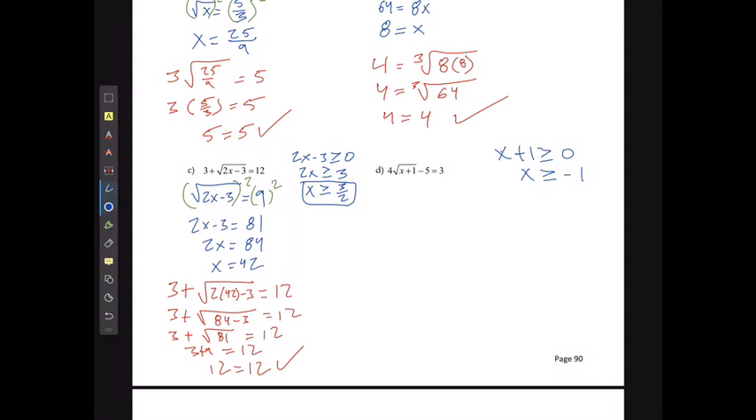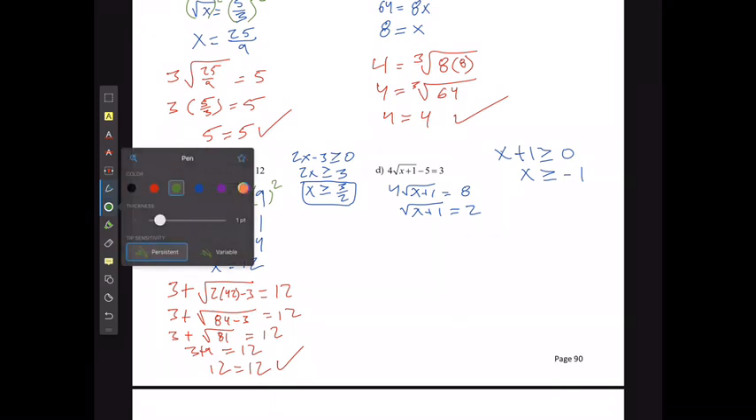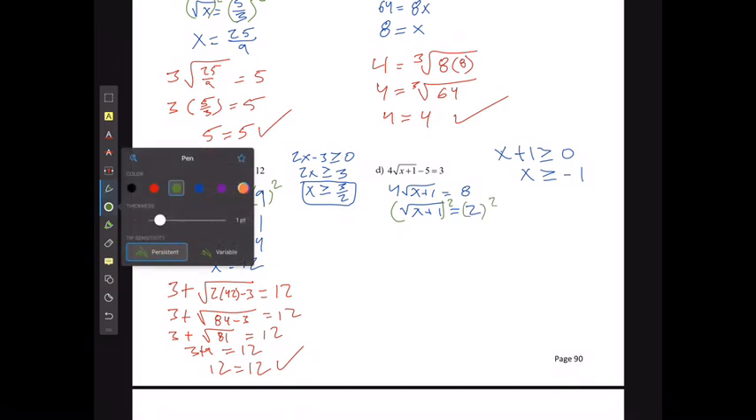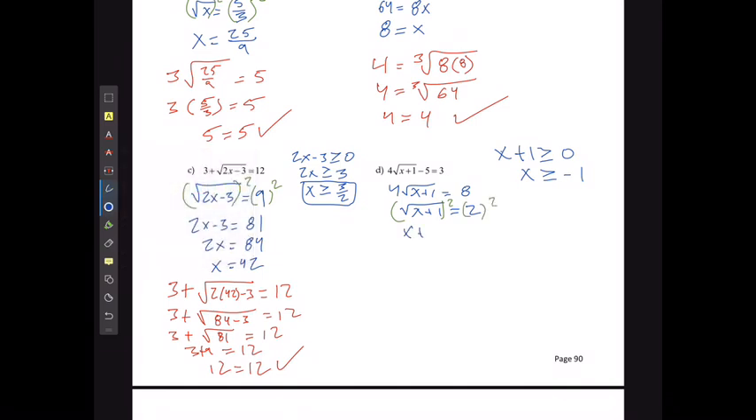I'm going to isolate the radical and say that the first thing I need to do is add 5 to both sides, so 4 times the square root of x plus 1 has to equal 8. Divide both sides by 4 to get the radical by itself. The square root of x plus 1 is equal to 2. I'm going to square both sides and state that x plus 1 is equal to 4, or x is equal to 3.